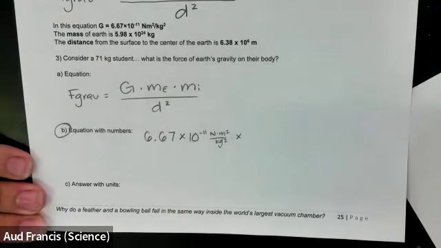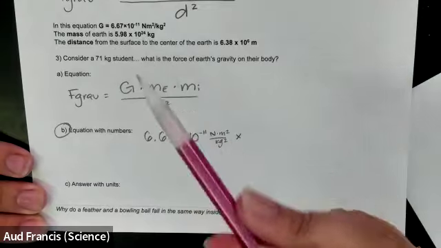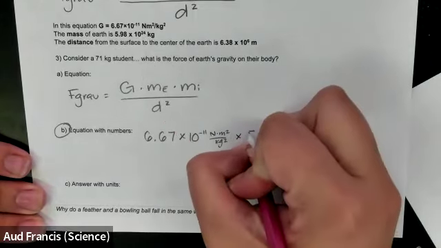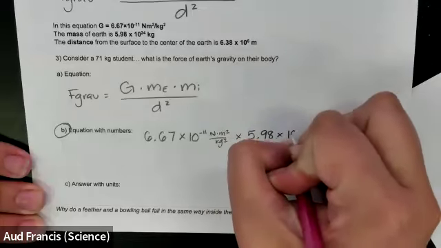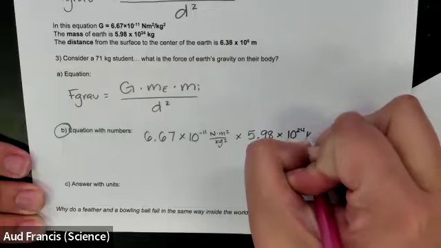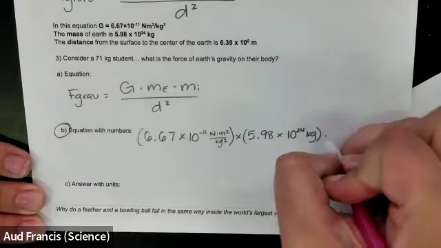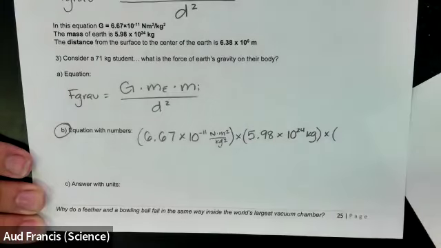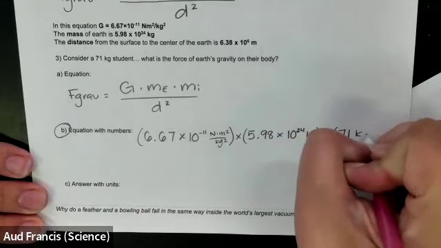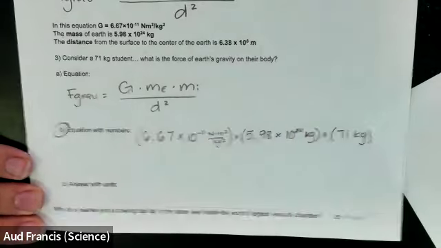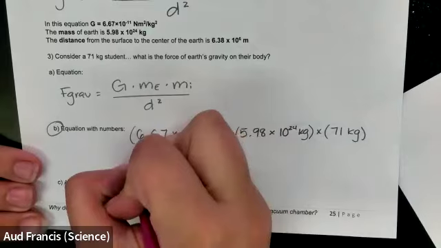Times the mass of the Earth. That's given to us up here, 5.98 times 10 to the 24th power kilograms. I'm going to put these in parentheses just so we can tell that this is one number. Times what's the mass of our person? 71 kilograms. Okay, are we done? No. Got to divide still.